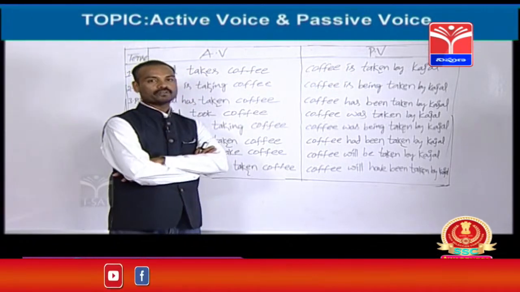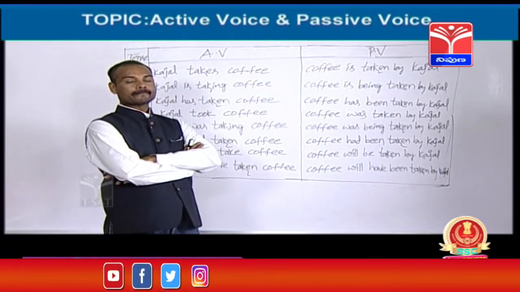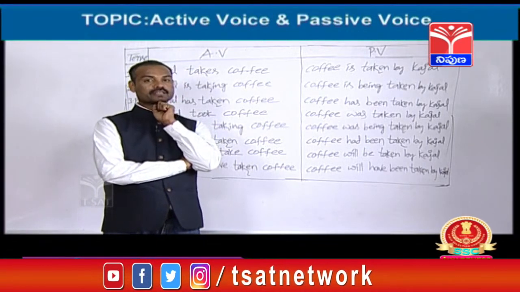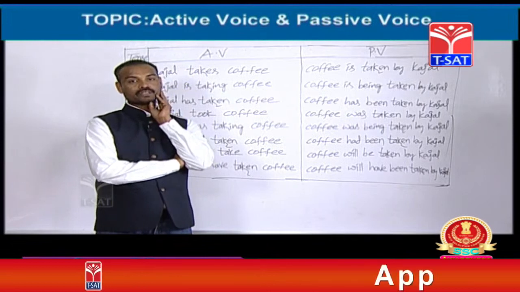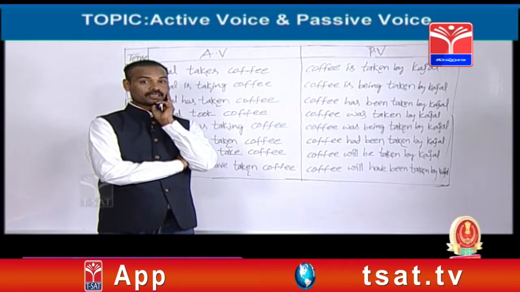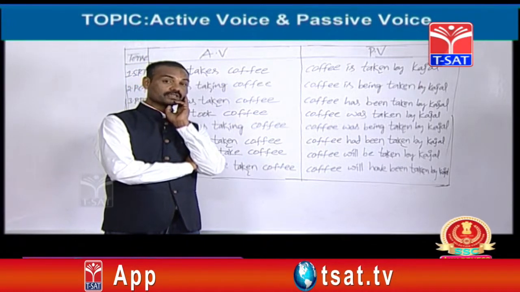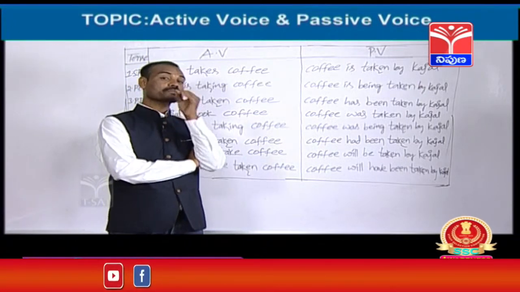Next, one more example from simple present tense. So when should we use am in the passive voice? Friends, whenever the active voice ends with me as an object from simple present tense.